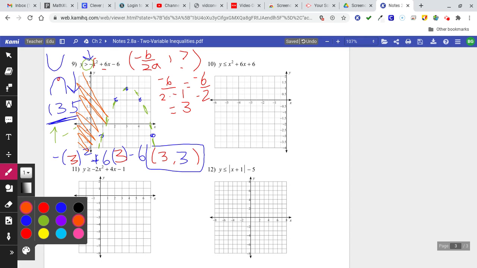Some people will say that means outside of the parabola. I don't really like thinking of it that way. I would rather say it's shading up.